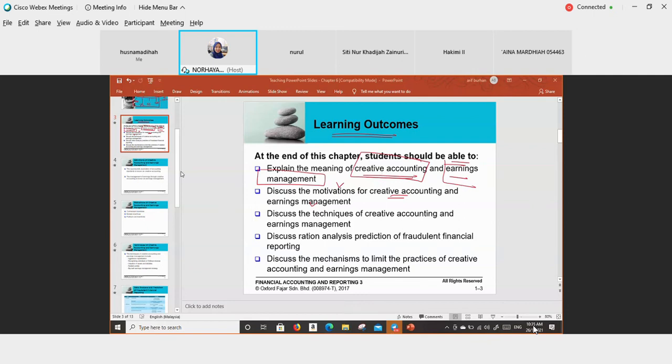No problem. Okay. And then the techniques of creative accounting. Techniques tu maksudnya macam mana caranya lah. Okay, how the management do the creative accounting and earnings management. And then the ratio analysis.